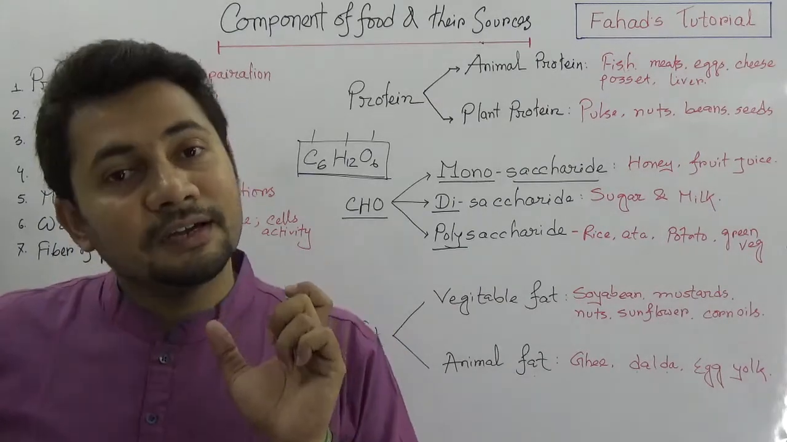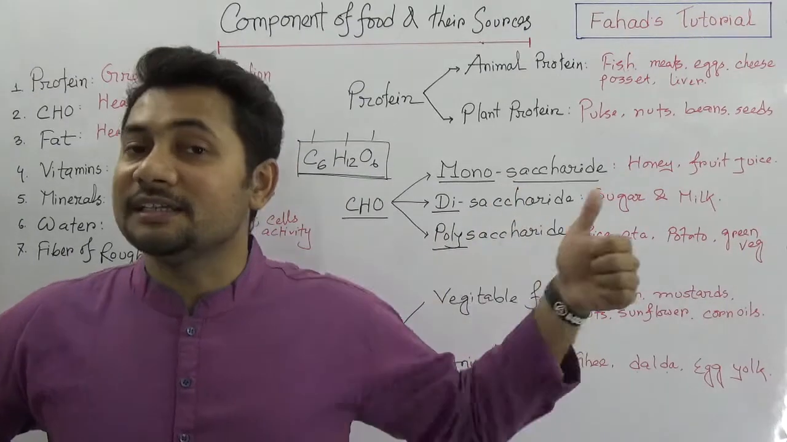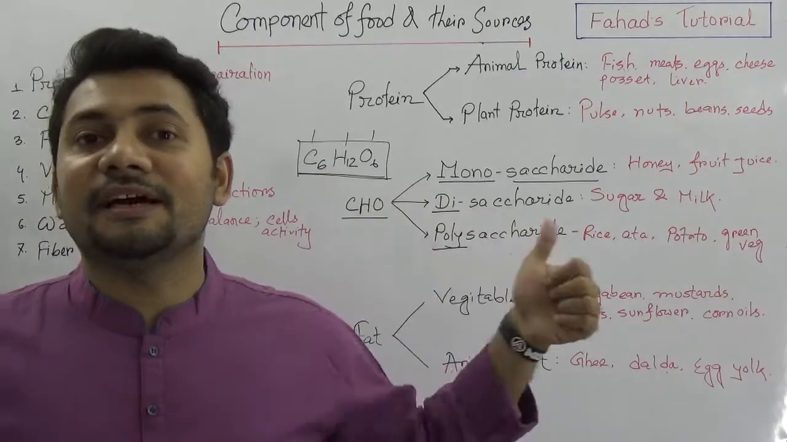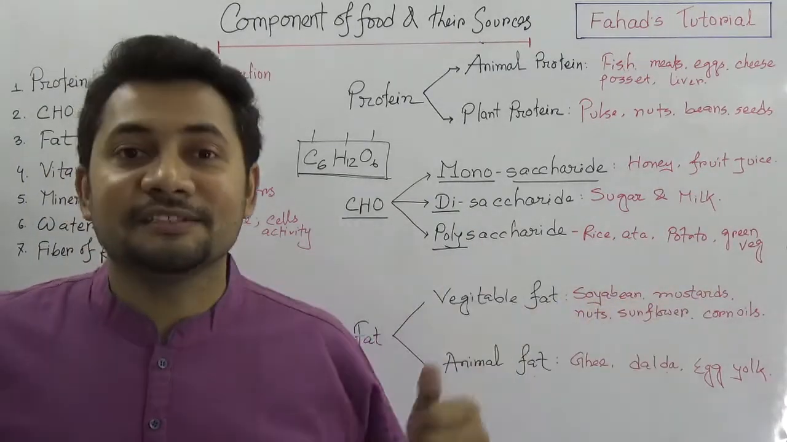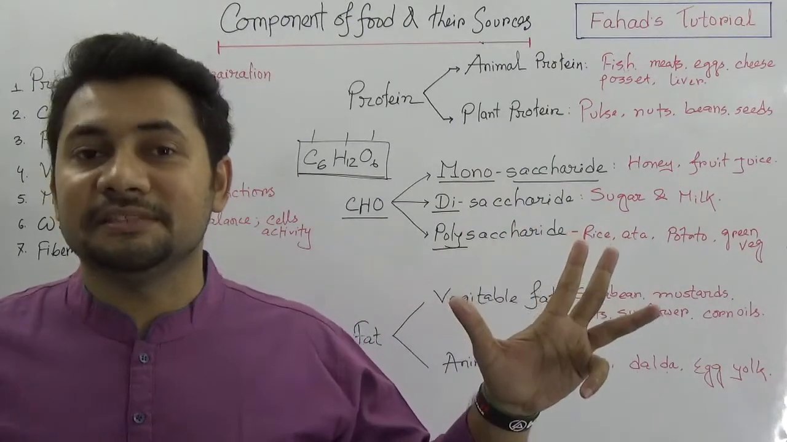So in case of carbohydrate, we must know three types: mono, di, poly. In case of mono, we can have honey and fruit juice. In case of di, we can have milk and sugar. In case of polysaccharide, we can have rice, atta, potato, green vegetables.